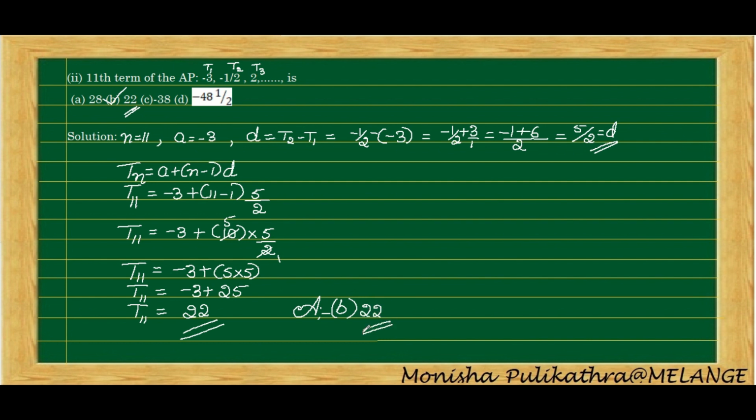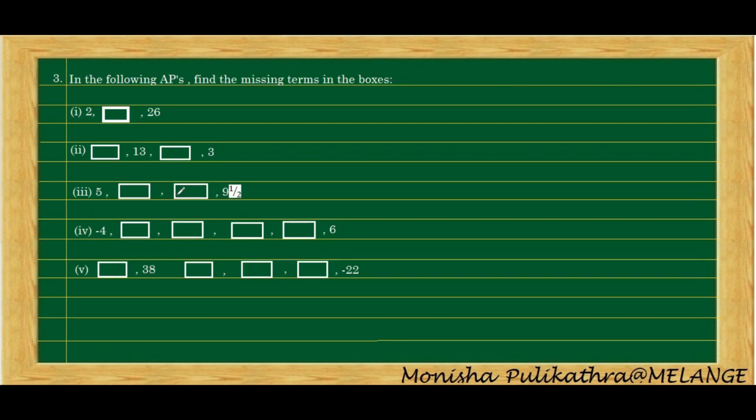So this is the easiest problem. Hope you understood this. This is the third question of exercise 1.2. In the following APs, we need to find the missing terms in the boxes. You can see here 2 boxes, that is a missing term, and 26. So we need to calculate by using the Tn formula and fill these boxes. So this is the third question. Let us move on to the first question. I will tell you how to fill these boxes by applying the Tn formula.